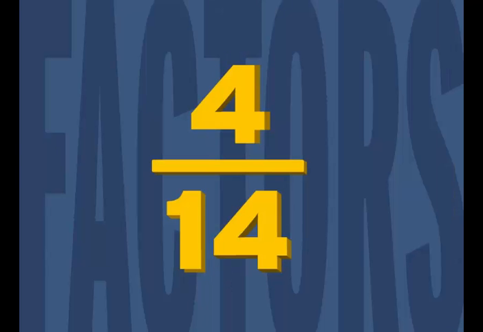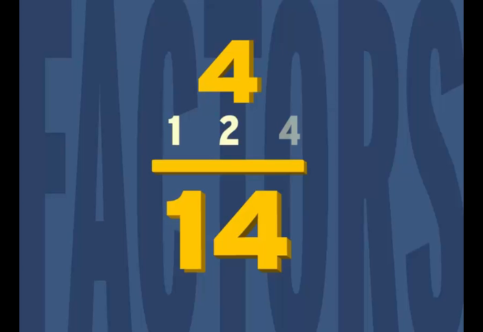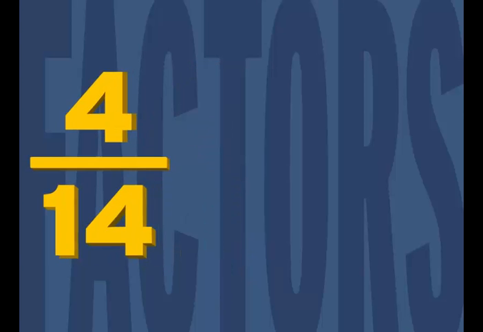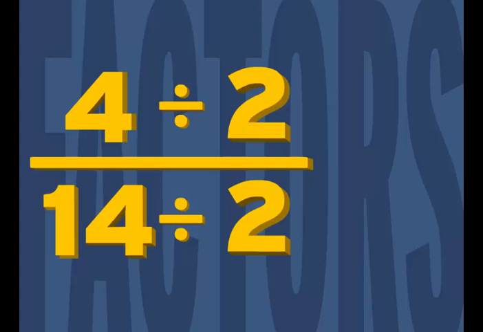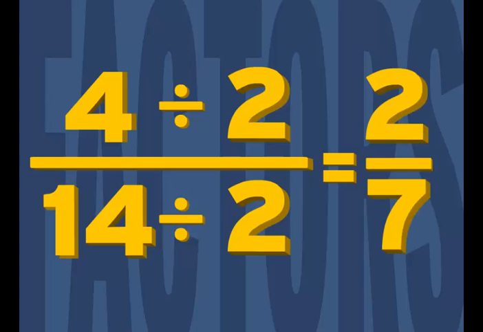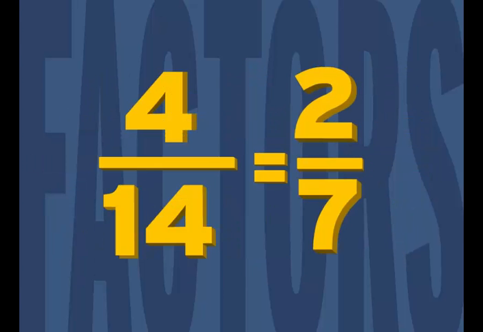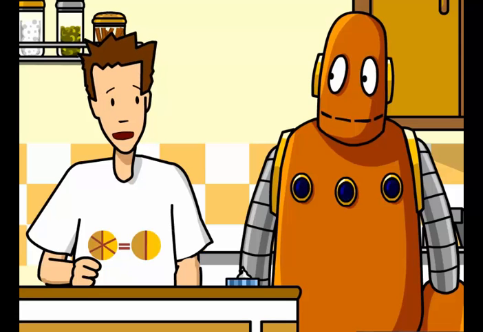Let's see, the factors of 4 are 1, 2, and 4, and the factors of 14 are 1, 2, 7, and 14. Looks like the greatest common factor is 2. So the next step is to... Right, dividing the numerator and the denominator by 2. 4 divided by 2 is 2, and 14 divided by 2 is 7. So 4/14 reduces to 2/7. Well, if there are no common factors, the fraction can't be reduced. It's as simple as it's going to get.